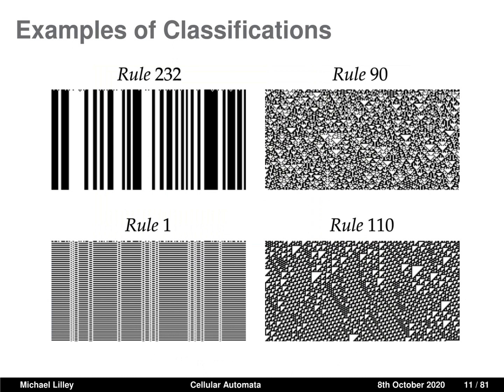Rule 232 corresponds to our stable class, since the cells stop changing states after a few time steps. Rule 1 corresponds to our oscillatory class. Rule 90 corresponds to our chaotic class, and Rule 110 exists in our complex class, as we saw before.